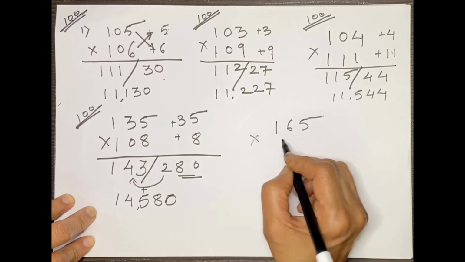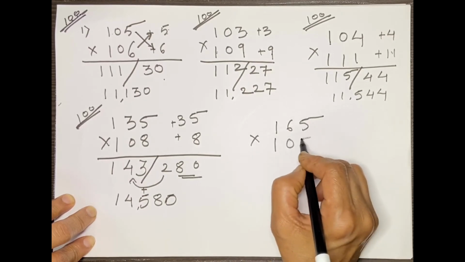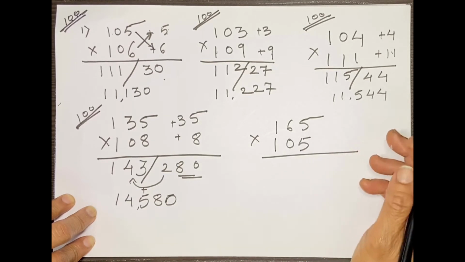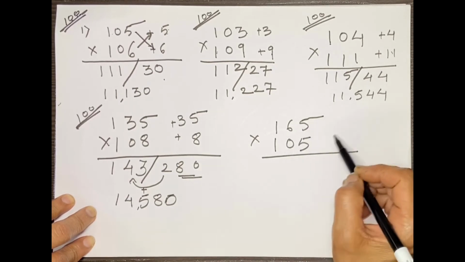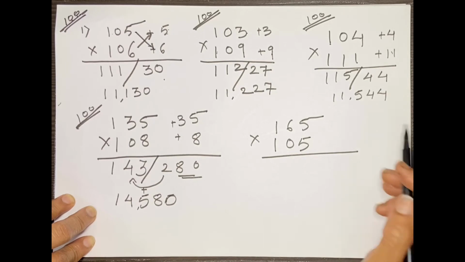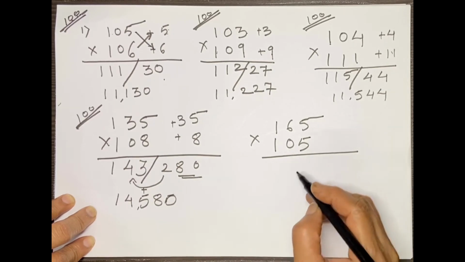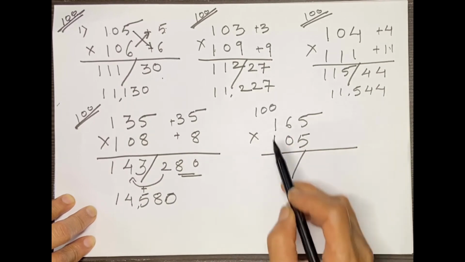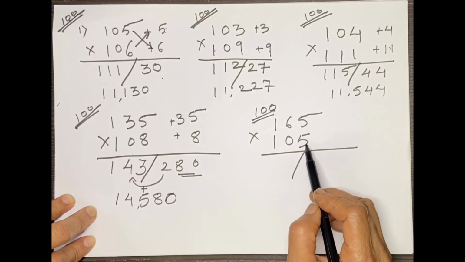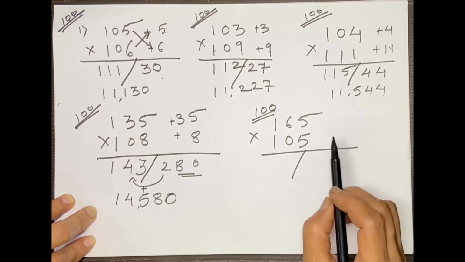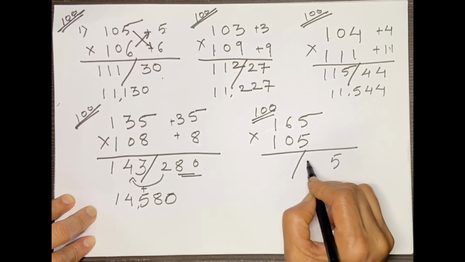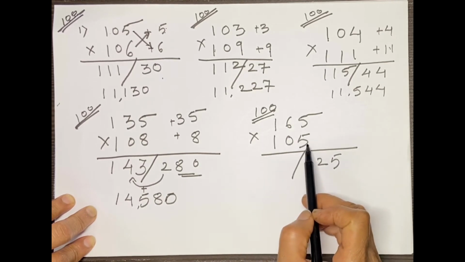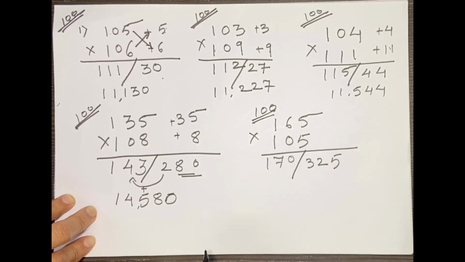One more example like this. 165 into 105. The first number is more by 65. Now see, when you practice more, there is no need to write the difference like this. We can do it directly. Both the numbers are near to 100. The differences are 65 and 5. So our right hand side will be 325. Left hand side 165 plus 5, 170.